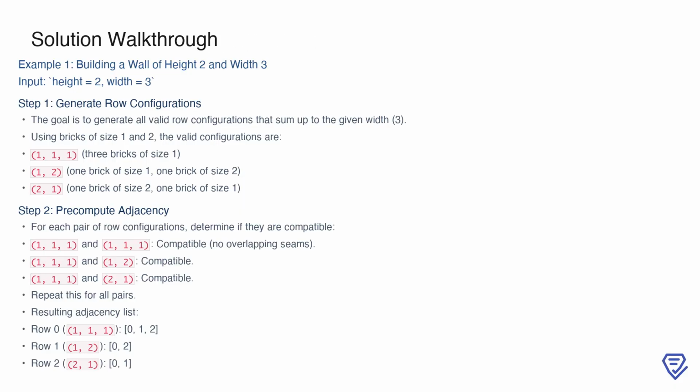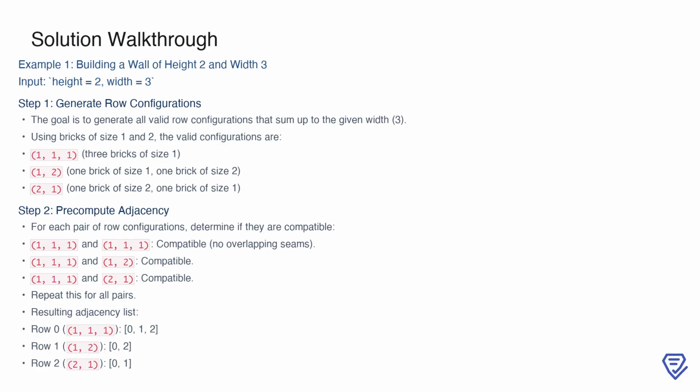To solve this problem, we first need to generate all the valid row configurations for the given width of 3. By using bricks of size 1 and 2, we can create the following configurations: 1, 1, 1, where we use 3 bricks of size 1; 1, 2, where we use 1 brick of size 1 followed by 1 brick of size 2; and 2, 1, where we use 1 brick of size 2 followed by 1 brick of size 1.